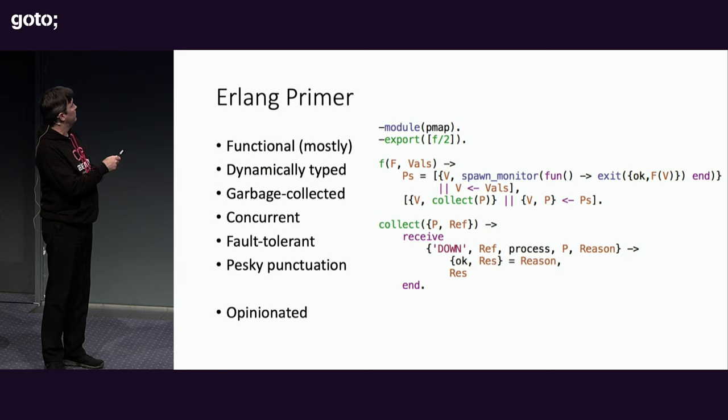This is called a list comprehension. It means for every value v in the list of vals, you do this, and you produce a list which is this expression applied to each v. And here you form a tuple, which is like an array, essentially, with a value.